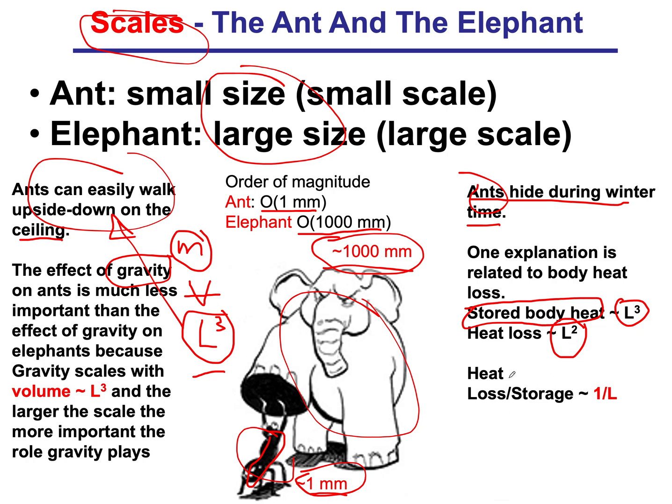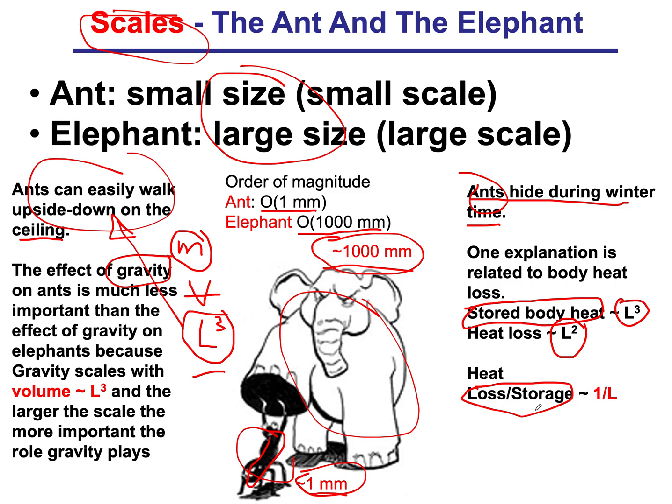Same thing for the elephant: its body heat storage goes with its length cubed, and its heat loss goes with its length squared. But now if I look at the ratio of the heat loss relative to the heat storage, how much heat is lost relative to how much heat is stored, it goes with 1 over L.